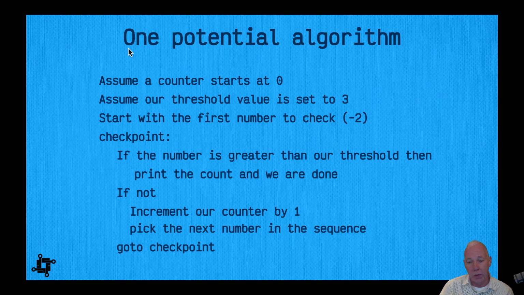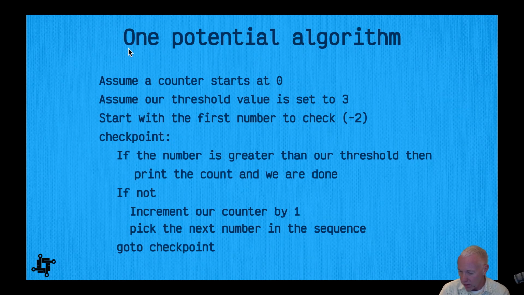What I've done is I've thrown an algorithm out here that at least we can talk to make the point. So in this scenario, we're saying in our potential algorithm, we're assuming that there's a counter value and it's going to start at 0. We're assuming our threshold value is 3. We are starting with the first number at negative 2. And then we have this thing called a checkpoint here. Don't worry about that yet.